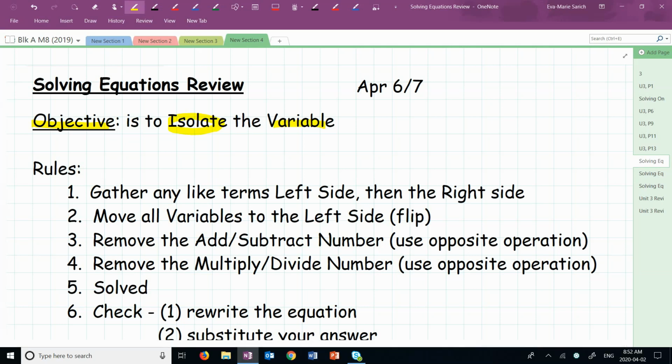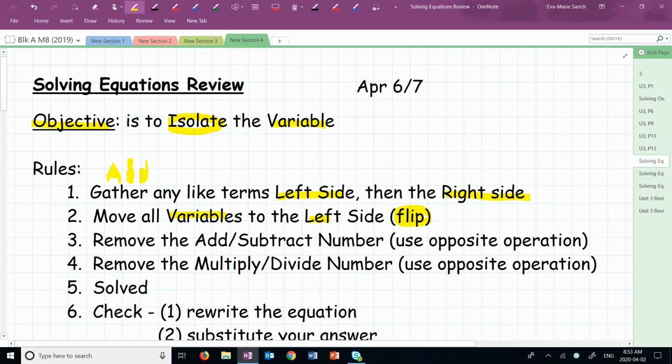When you look at an equation, the first thing you want to do is to gather or add any like terms on the left side, and then you want to move and add any like terms on the right side. Of course, if you don't have any like terms, then you can skip that step. The second step would be to then move the variables to the left, and at this stage it's still going to work to flip the equation.